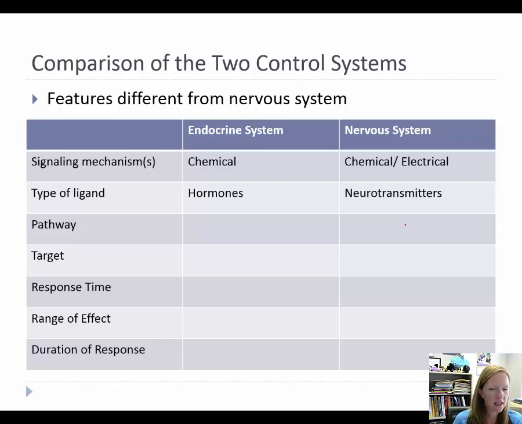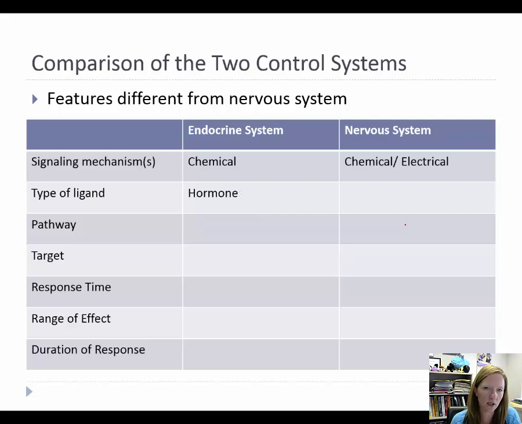Pathway. What do I mean by pathway? Well, how does it get to where it needs to go? We talked about it. The endocrine system uses the bloodstream. What about the nervous system? Once that neuron secretes the neurotransmitter, where does it have to go to get to its target? Do you guys remember?